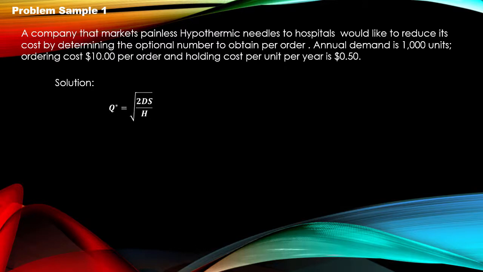So I have here the solution using our formula for EOQ. EOQ equals the square root of 2DS over H, in which D is the demand per year, S is the setup or ordering cost, and H is the holding cost per unit per year. Using the figures above, Q prime equals the square root of 2 times 1,000 times $10 all over $0.50, which equals 200 units. So that is how we compute the Q prime.